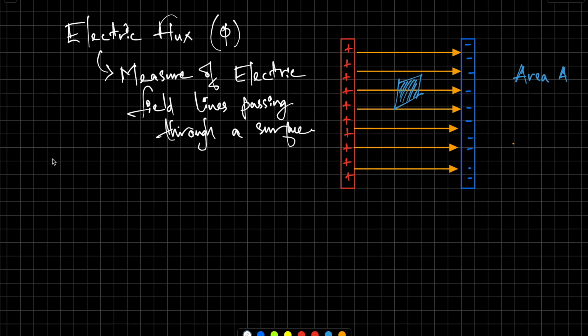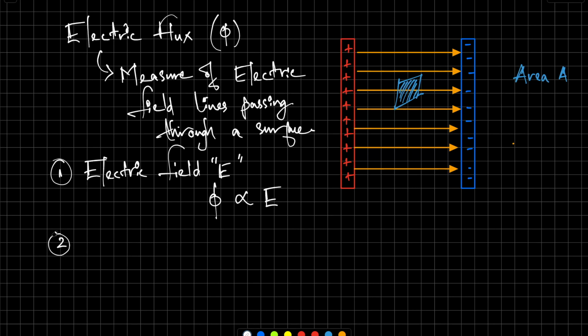There are three factors. The first one is electric field E. If you increase the electric field, the number of field lines passing through this plate will increase. If you decrease the electric field, the number of field lines will decrease. That means electric field has a direct relationship with the electric flux. So phi is directly proportional to E.